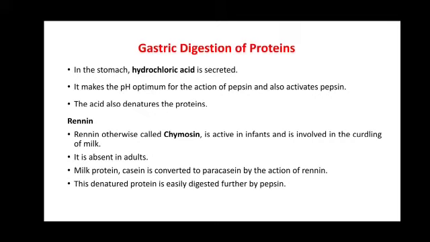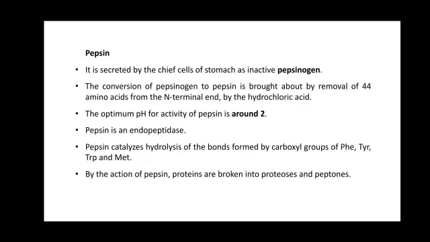The renin, otherwise called chymosin, is active in infants and is involved in the curdling of milk. It is absent in adults; only in infants is this enzyme present. Pepsin is secreted by the chief cells of the stomach as inactive pepsinogen. The conversion of pepsinogen to pepsin is brought about by the removal of amino acids from the N-terminal end by the HCl produced in the stomach. The optimum pH for the activity of pepsin is around 2, and pepsin is an endopeptidase which catalyzes hydrolysis of the bonds formed by the carboxyl group of phenylalanine, tyrosine, tryptophan and methionine.